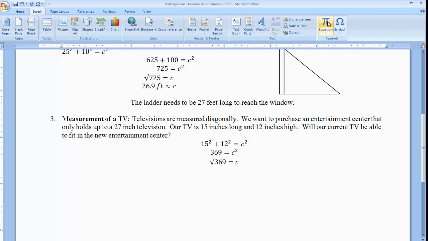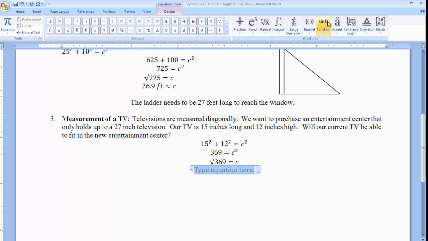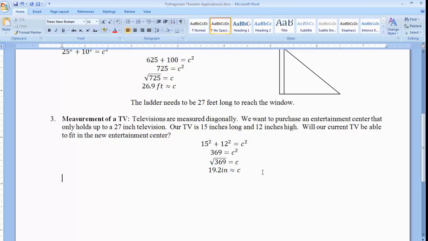What is the square root of 369? It's approximately 19.2 inches. The word answer to our word problem is the 19.2-inch TV will fit into the new entertainment center easily, since it fits up to a 27-inch TV.